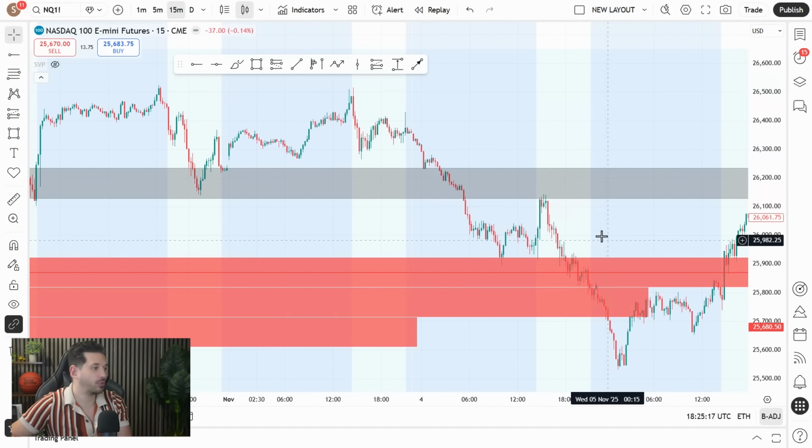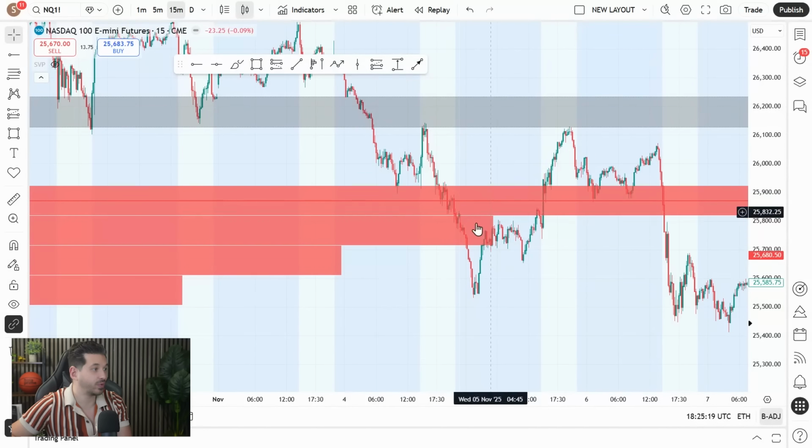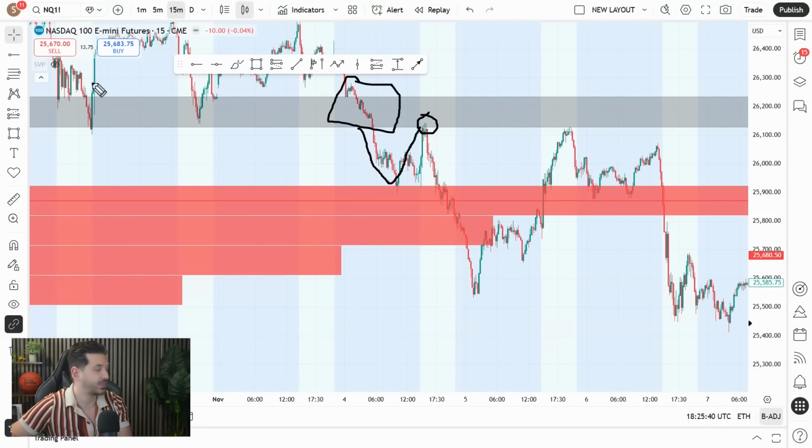Now, the next thing we want to do is wait. Now that we've cleared this level, we're only looking for shorts. We're trading below this low volume node now. We're not looking to buy anymore. We're just looking for shorts. So we wait for price to break through, which it did. Now it comes back on the other side, and now you want to short here. This is where you want to short. So you jump in for a short.